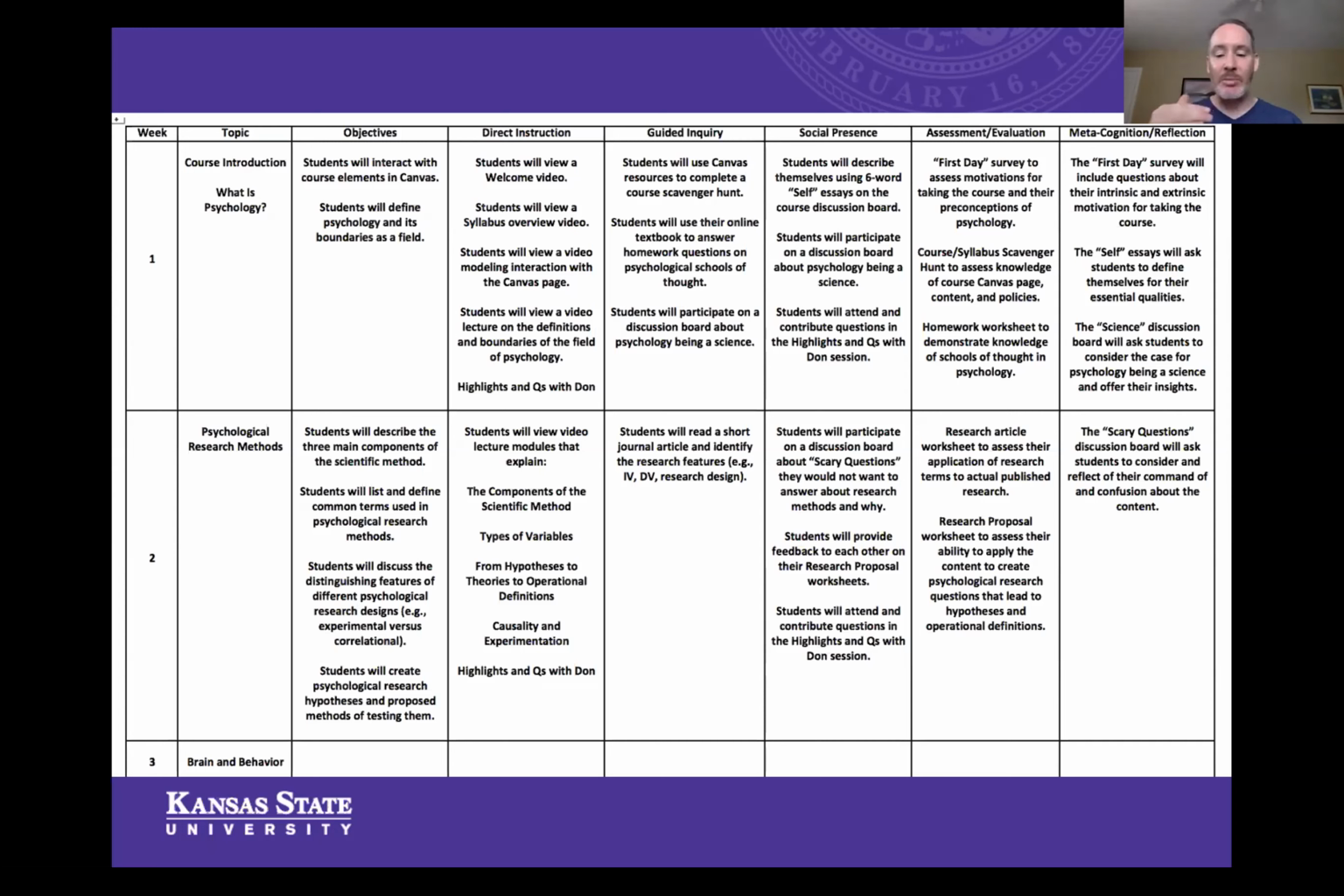So what you're seeing in week 2, and I won't go into all of the details, is that in the same sort of way, I'm laying out what I want them to learn. You're seeing in the objectives, I want them to learn about the scientific method, the terms used in psychological research, the distinguishing features of research designs, etc. I want them to do all of those things. And they're ready to do those after that first week because now they know how to access those course materials and they've started to think about psychology as a science.